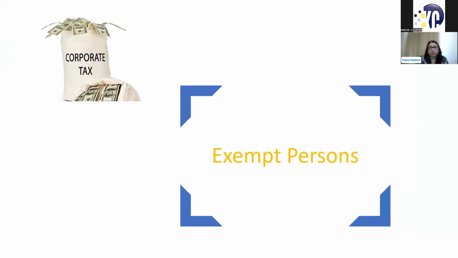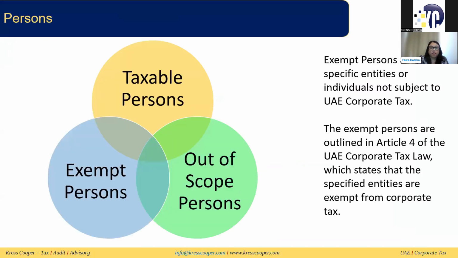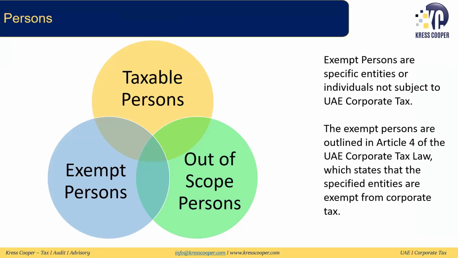Now, coming back to the topic of today, exempt person. There are three types of persons under the corporate tax law. One is taxable person. Taxable persons are those people who are subject to corporate tax, and they can be either resident taxable person or non-resident taxable person. Then we have out of scope persons, those who are outside the ambit of corporate tax law.